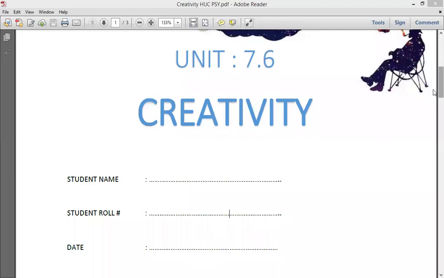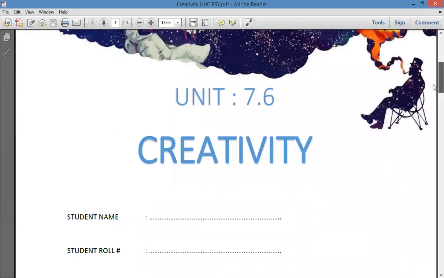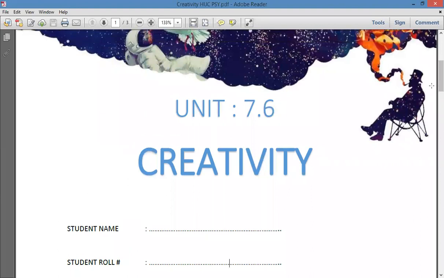Okay, students, today I'm going to explain all about creativity, which comes under our seventh unit. We have finished motivation, emotion, and all those topics. So today we are going to talk about creativity: what is creativity, and what are the methods of measuring creativity?